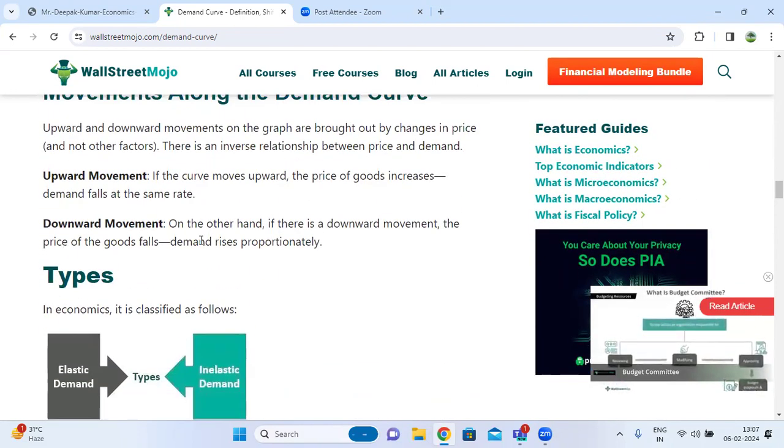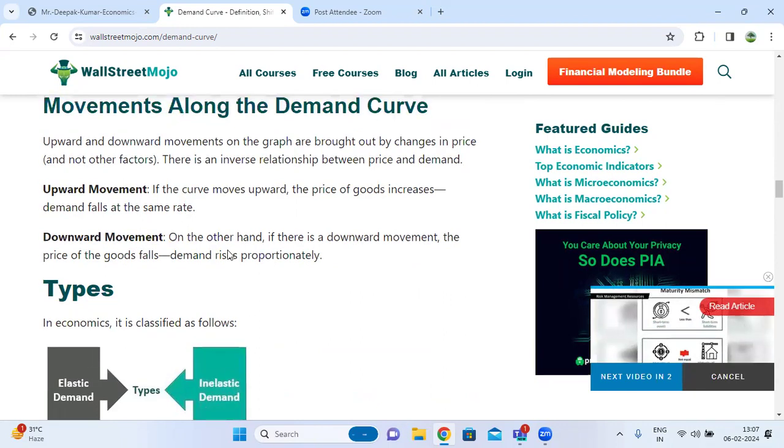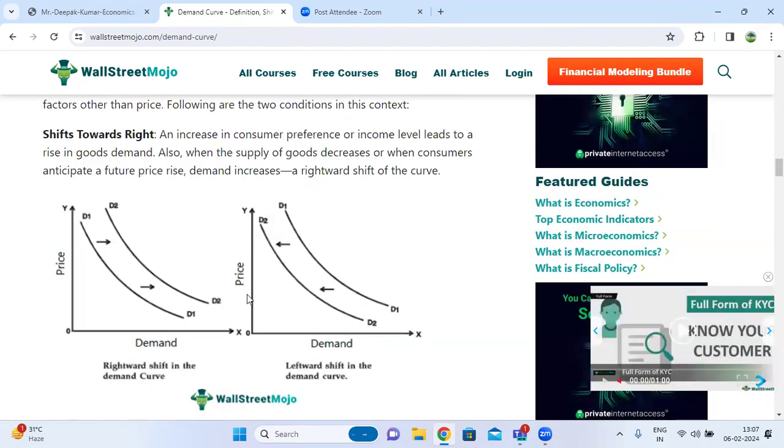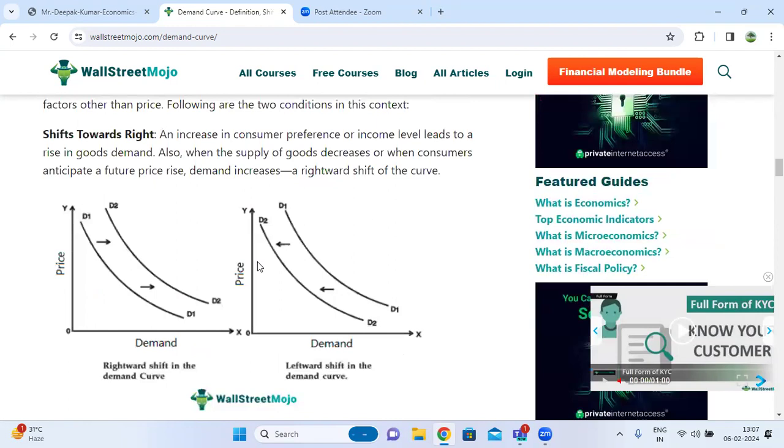Next, downward movements. On the other hand, if there is a downward movement, the price of the goods falls and demand rises.